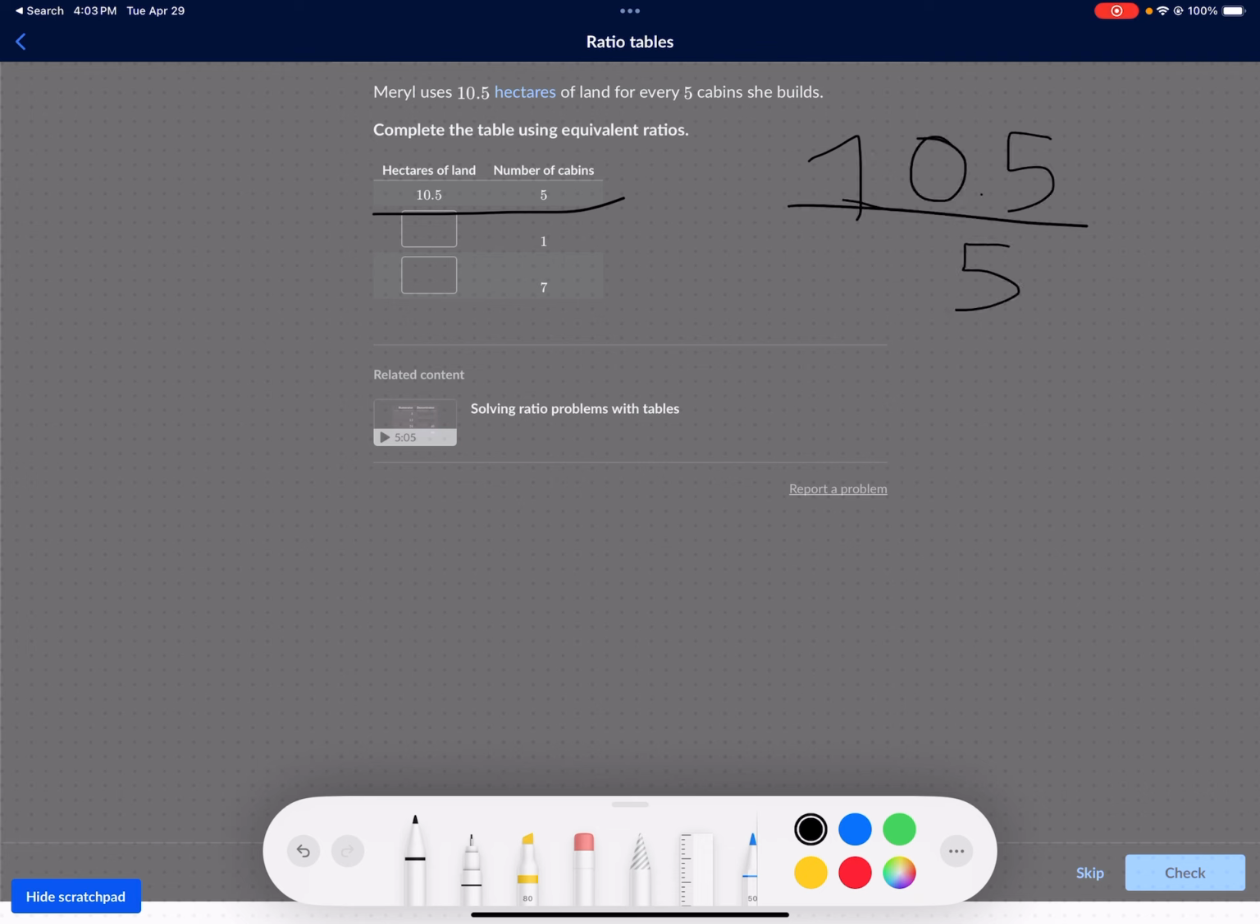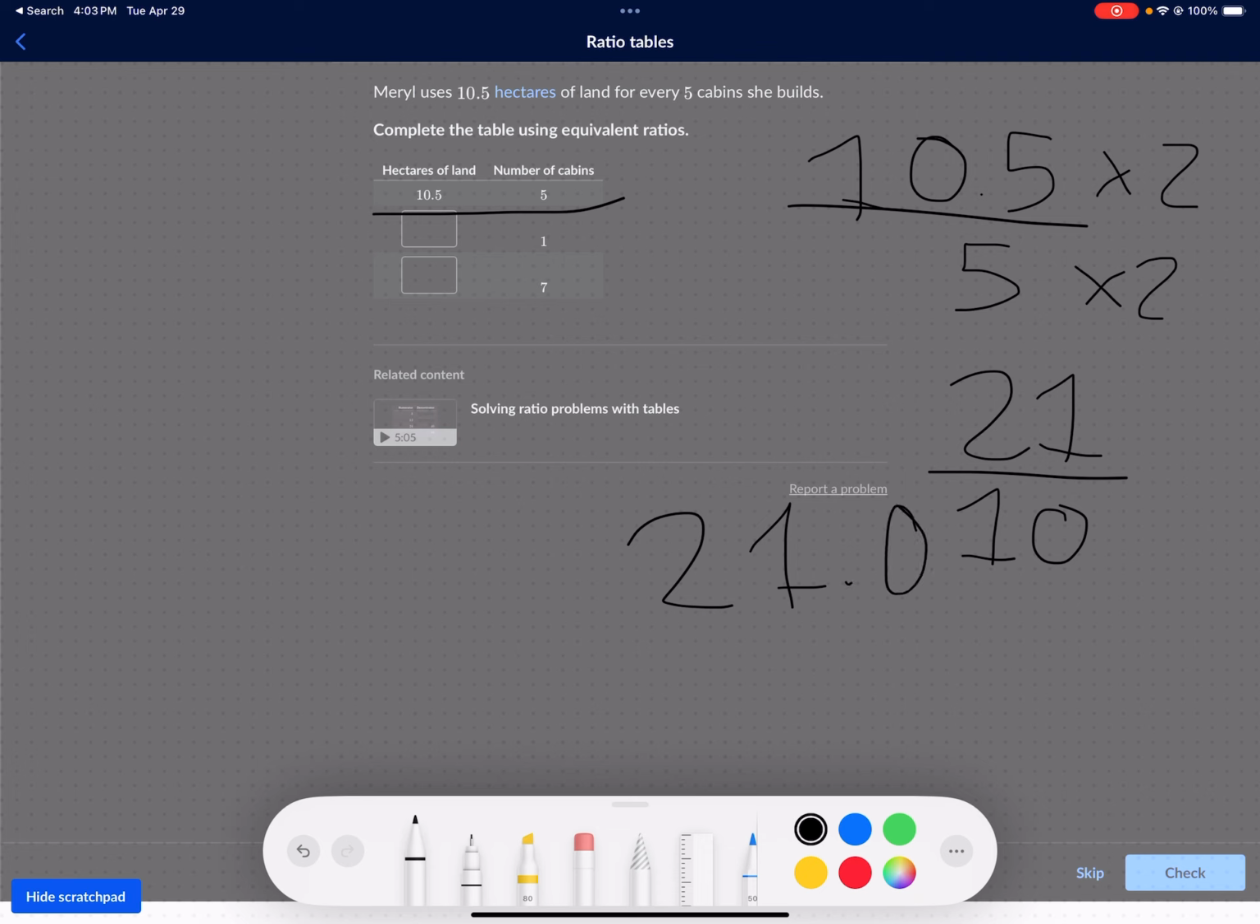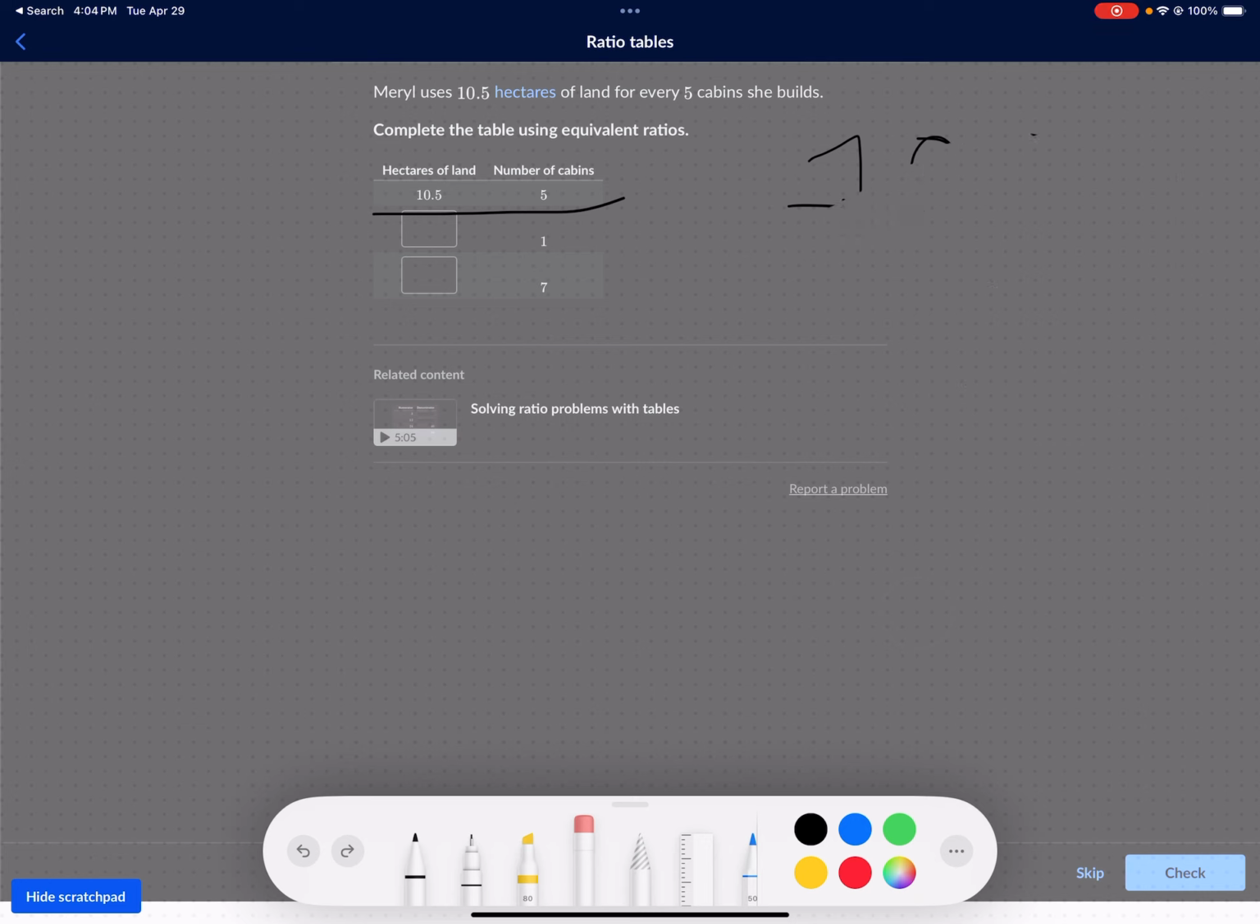So what I like to do when it comes to dividing by 5, I like to multiply this by 2. Because check this out. When we have 21 and 10, all we have to do is take 21. We have an imaginary point 0 here, correct? All we can do is just move the decimal back. That's dividing by 10. We just move the decimal back 1 place. So it's 2.1. That's going to be 10.5 over 5 as well. So that means we have 2.1 per cabin.